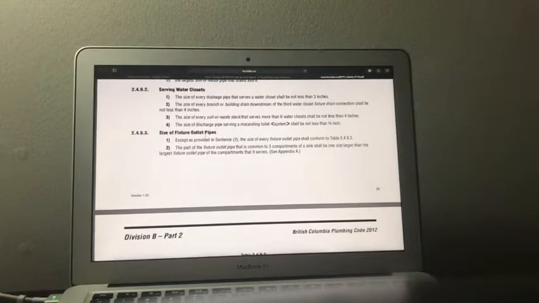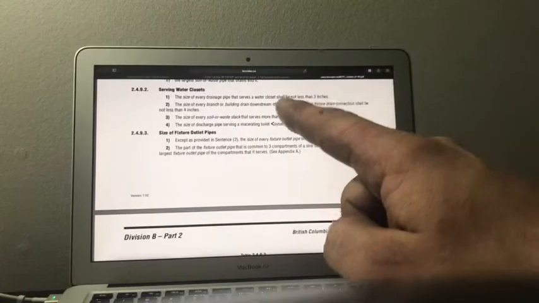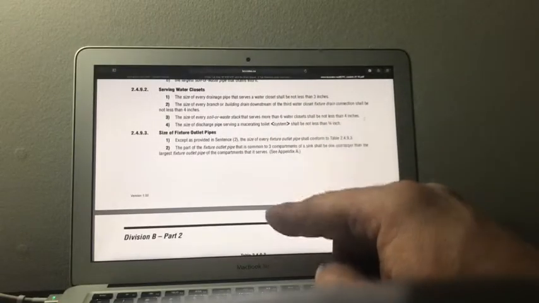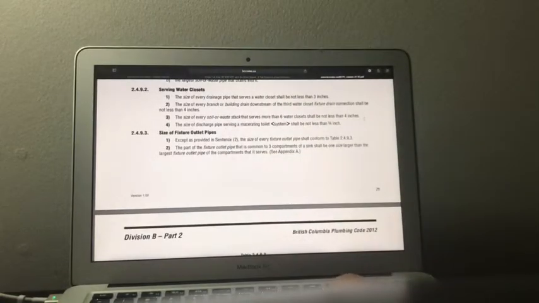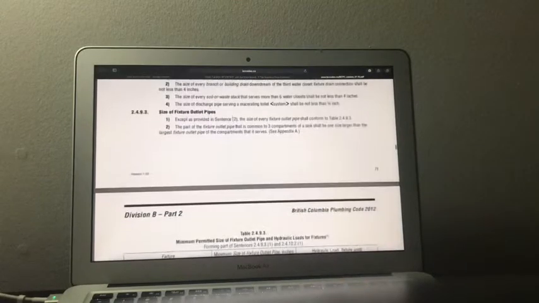And the size of every branch or building drain downstream of the soil or waste stack that serves not more than 6 water closets shall be not less than 4 inch. So 5 water closets and 3 inch, the 6th one's got to be a 4x3, and continue on the vertical for the soil or waste stack in 4 inch. The size of discharge pipe serving a macerating toilet shall not be less than 3/4 of an inch.